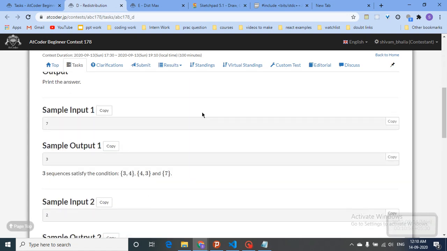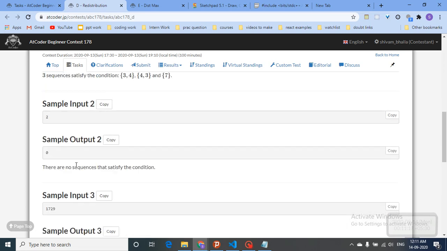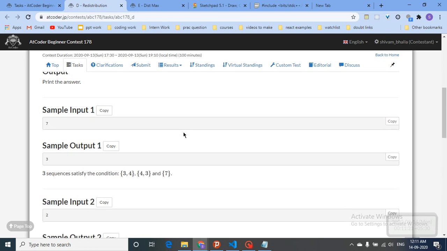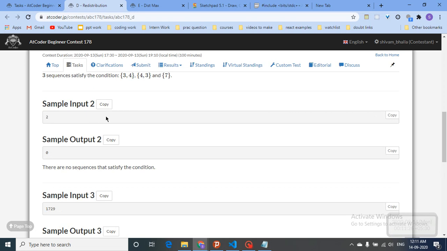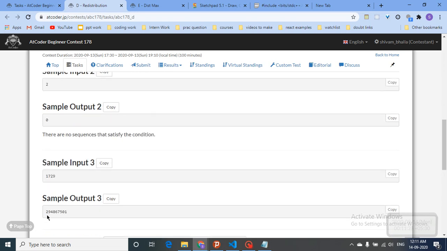So that's the question. Now let's see some test cases. For 7, you have to find a sequence of numbers such that the sum of all the numbers is equal to s, and count how many such sequences there are. All the numbers in the sequence are greater than or equal to 3. One sequence can be 3 4 and another 7. For 2, there cannot be any sequence because each number should be at least 3 and the sum is 2, so how can a number be greater than or equal to 3?